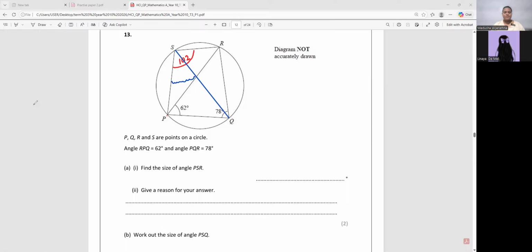We found PSR, right? This angle we found, that is 102, the big angle. No? Then PSQ means start from P, go to S, and end at Q. This part. It is less than 102.